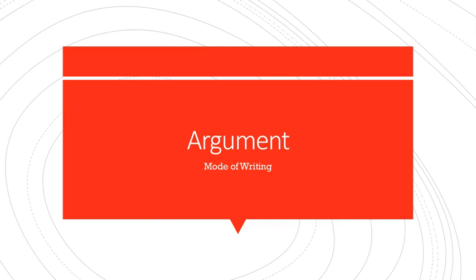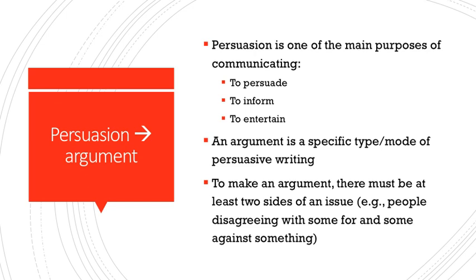In this video, we're going to go over argument as a mode of writing and some of the best approaches for making an argument. So argument is a type of persuasion. Persuasion is not necessarily always argument. And persuasion is one of the main purposes of communicating. The big three are to persuade, to inform, and/or to entertain. An argument is a type of persuasion.